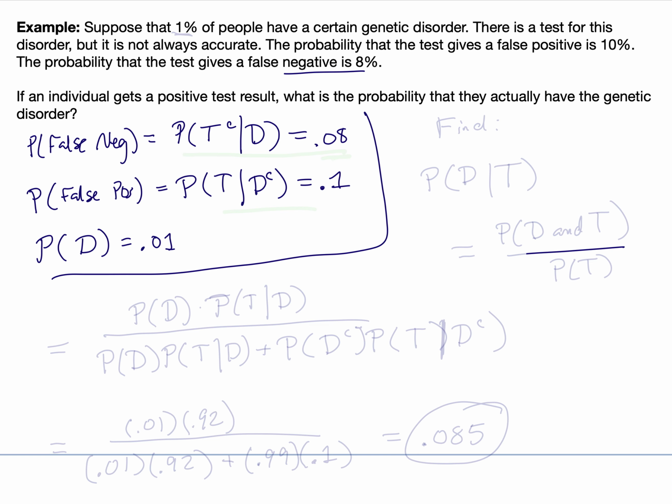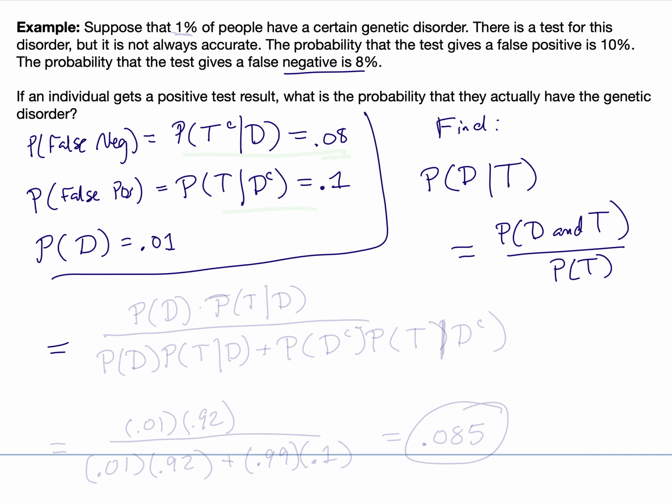And now let's think about the things that we are trying to find. So we want to find the probability that, given that they've had a positive test result, they actually have this genetic disorder. And we know that that is equal to the probability that they do have the disorder and they have a positive test result, divided by the probability that they have the positive result. So again, I'm just using the formula for conditional probability.